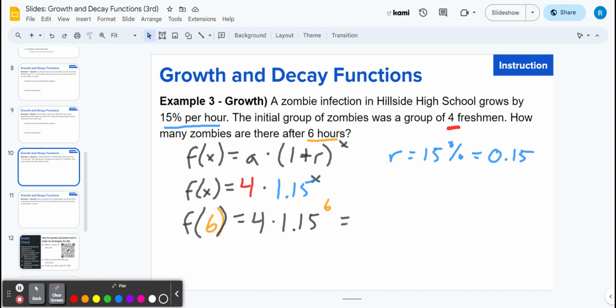And if I evaluate that in my calculator or on Desmos, I should get 9.25. But since we're talking about zombies, talking about the number of people, we should actually probably just leave this at 9 because we're not going to have a quarter of a zombie. We're going to have whole numbers of zombies. So 9 zombies should be our answer there.